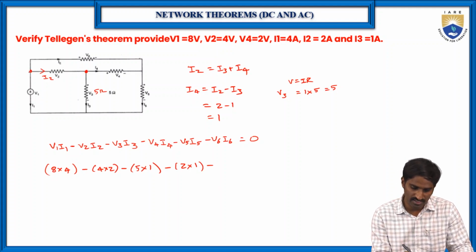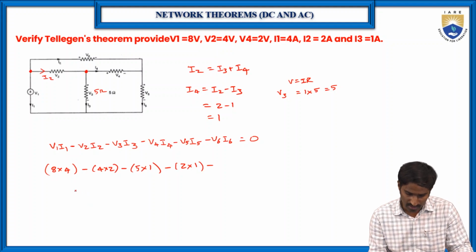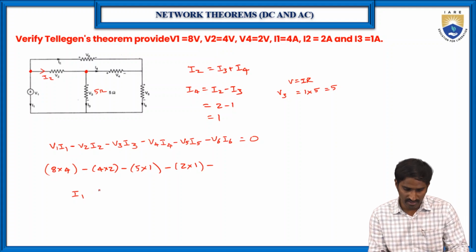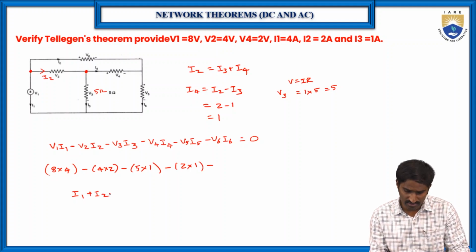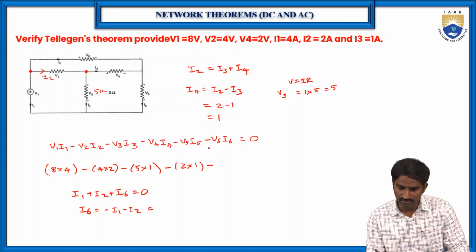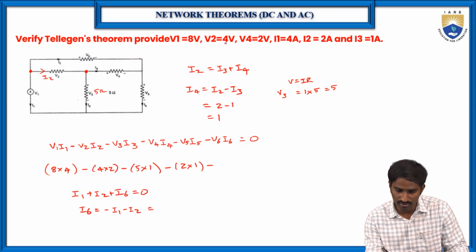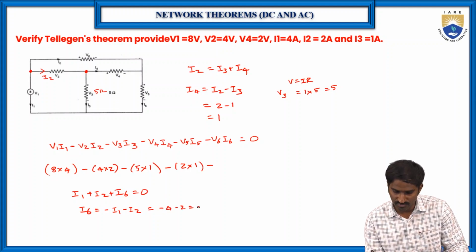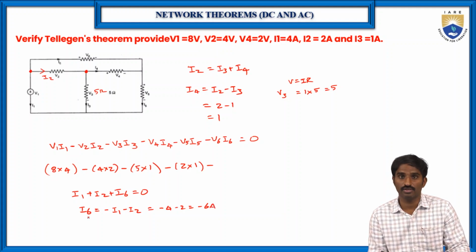If you apply KCL at this particular point, I1 is a leaving current, and all are leaving currents. I1 plus I2 plus I6 is equal to 0. So I6 is equal to minus I1 minus I2. Here I1 is equal to 4 and I2 is equal to 2. So minus 4 and minus 2, which is minus 6 amperes, which is the I6 value.